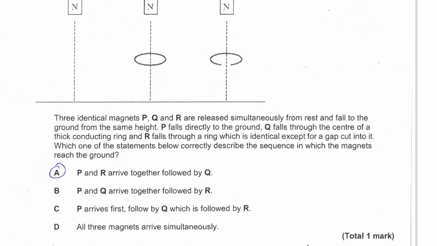That leads us then to decide about R. Now, this magnet R again falls through a conductor and an EMF may be induced, but because the wire loop is incomplete, current is not able to flow. This means that no magnetic field is generated around the coil, and again there is no opposition to the motion. So P and R fall with the acceleration due to gravity and arrive together, followed a little time later by Q.